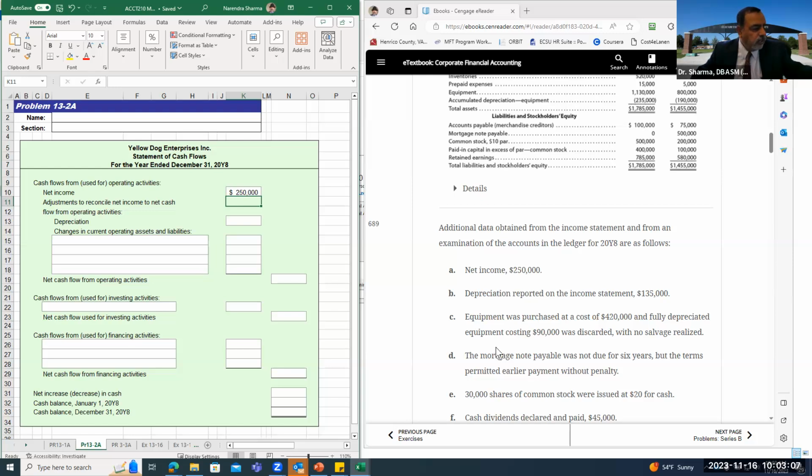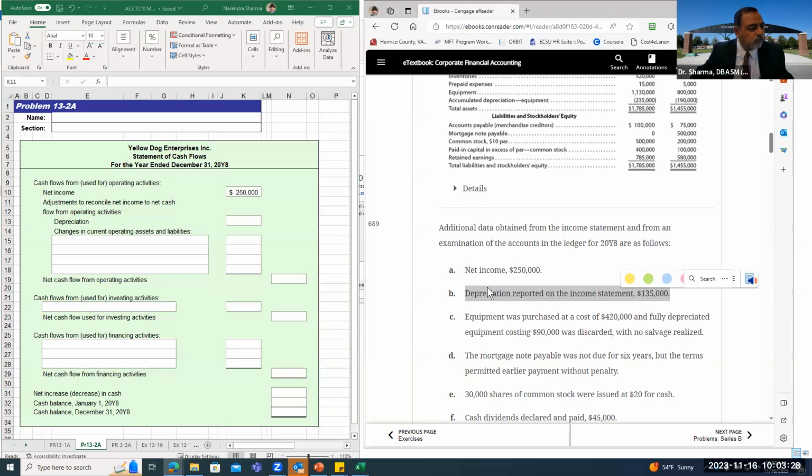Now we move on to the next item, any depreciation. We are given a depreciation in item B. It says depreciation reported on the income statement was 135,000. So that is what we are going to put here, 135,000.